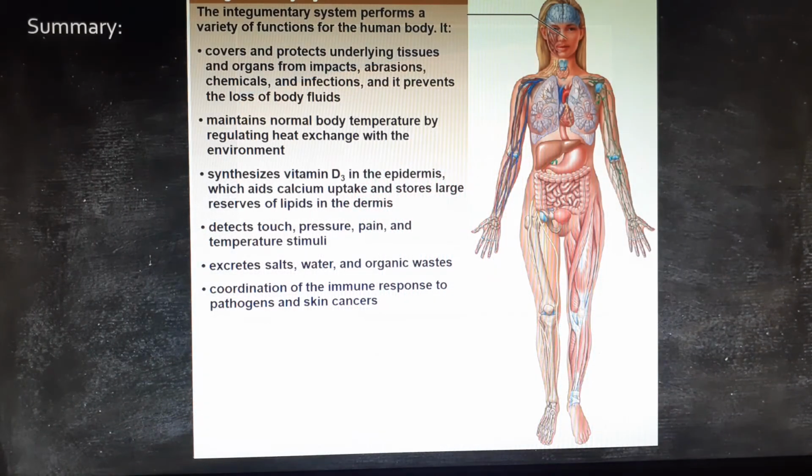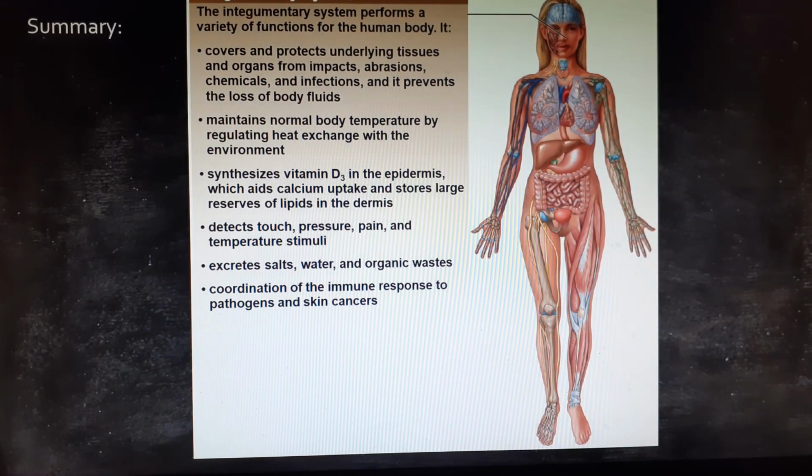All right, I think this is the last slide for chapter 5. So this is just a summary of some of the things we talked about for the integumentary system. I'm not going to go over it. This is something you can go over in your free time.